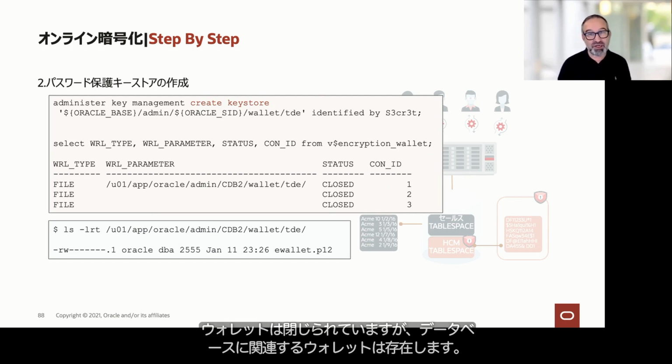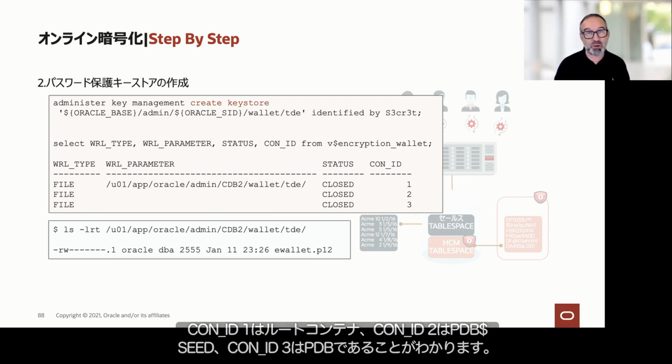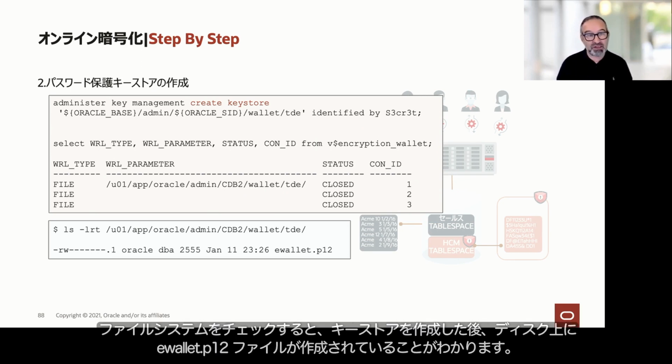And then I can check and I see, okay, the wallet is closed, but there is a wallet associated with the database. In this case, it's a multitenant database. So you see the CON_ID 1 is my root container, CON_ID 2 is PDB$SEED, and CON_ID 3 is my PDB here. When I check on the file system, I see once I created that key store, I have now the ewallet.p12 file on disk.